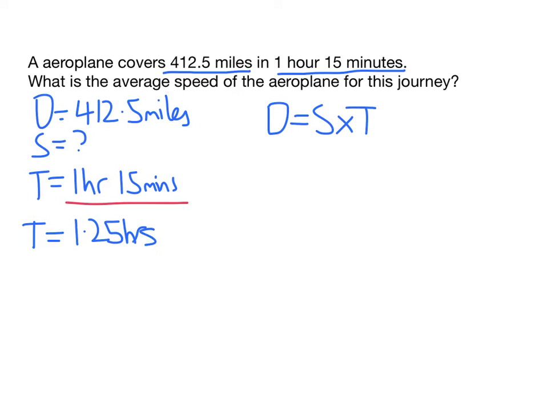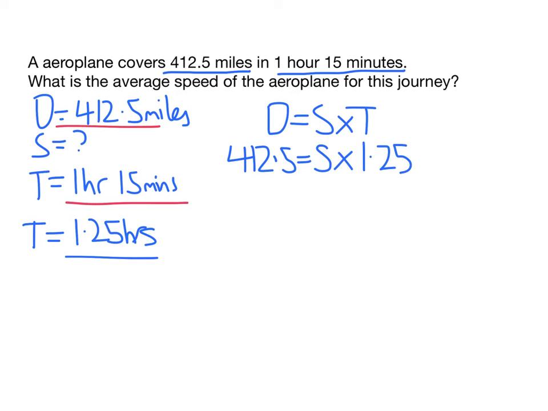Okay. Now let's sub these values into our equation. So the distance was given as 412.5. So let's put that in. 412.5 is equal to the speed, which we're trying to work out. So let's keep that as an S, multiplied by the time, which we've just worked out to be 1.25.